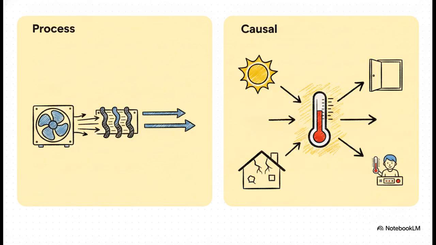Now, here is something people mix up all the time, confusing a process discussion with a causal discussion. Let's clear that up right now. A process discussion tells you how cool air is produced step by step by conventional systems. A causal discussion, on the other hand, tells you why your air conditioning is costing you so much more money this summer. Process is all about the chronological steps of an event. Causal is about the reasons and effects behind those events.